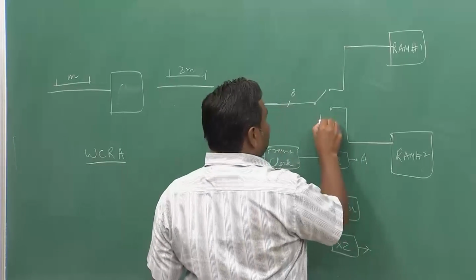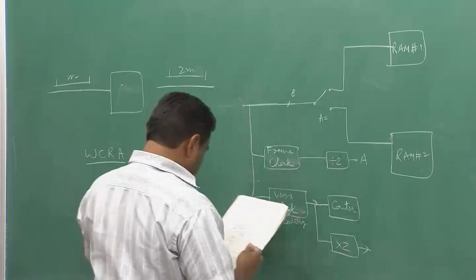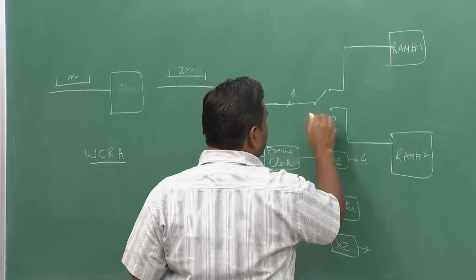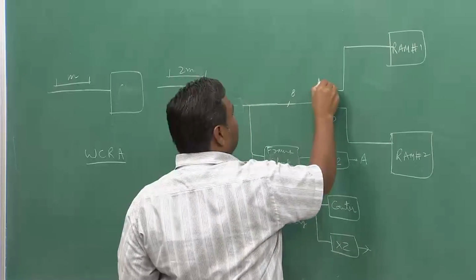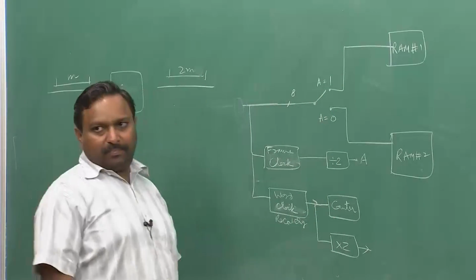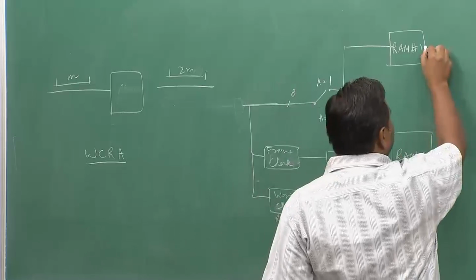So, when A is equal to 0 you will be writing in this RAM, and when A is equal to 1 you will be writing in this RAM. You will also be reading actually, remember.